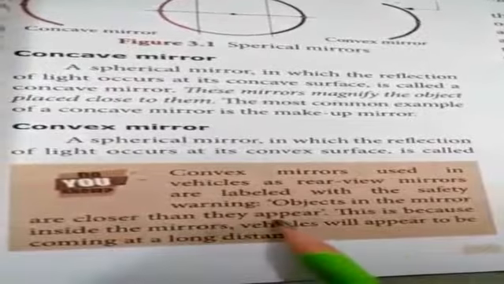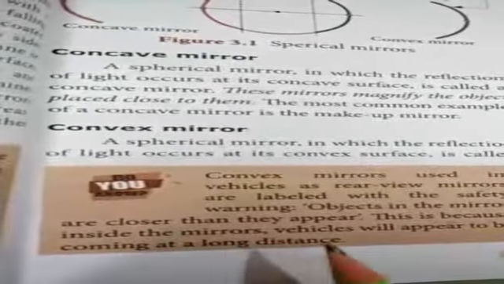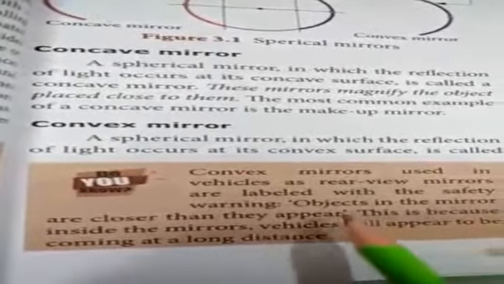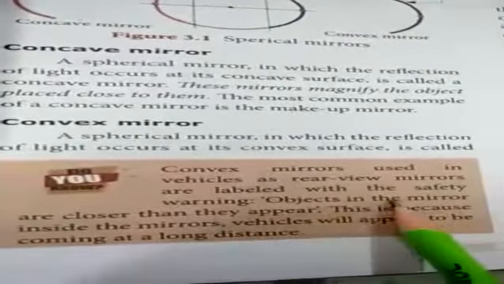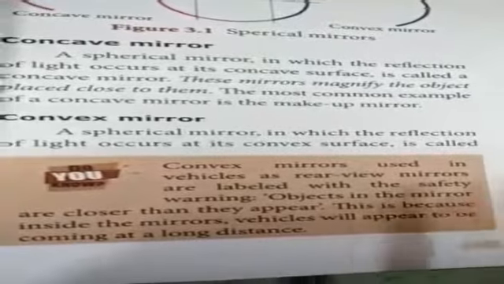Objects in the mirror are closer than they appear. This is because inside the mirrors the vehicles will appear to be coming from a long distance. So only the warning is there. Objects in the mirror are closer than they appear.